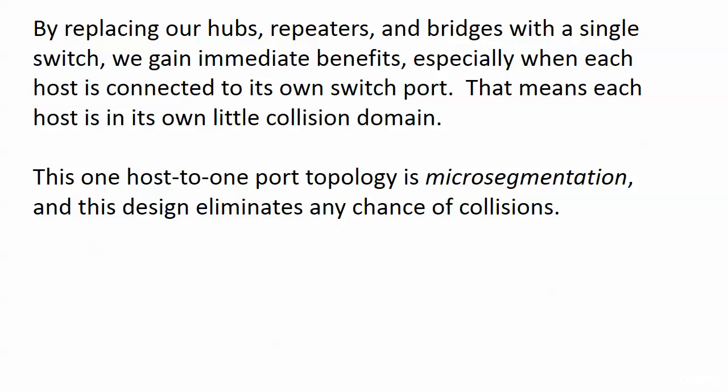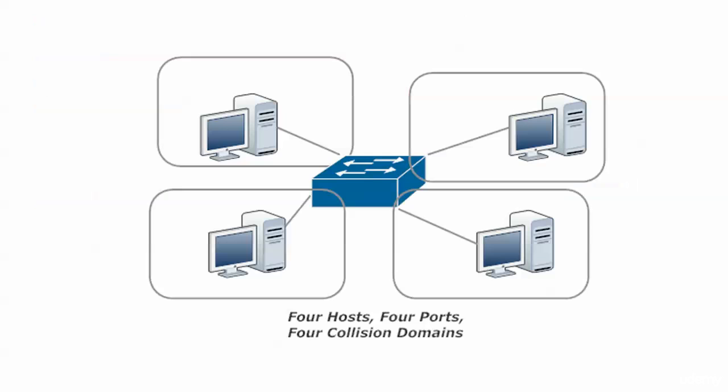Now, this one host to one port topology is microsegmentation. It's not a term you see terribly often, but Cisco throws it around once in a while, so it's a good one to know. And this design eliminates any chance of collisions, and here's exactly what I'm talking about. By the way, this is the universal symbol for a layer 2 switch. So when you see this, it's a switch. You've got 4 arrows, 2 pointing to the left, 2 pointing to the right. You are looking at a switch. And if they show you one of these in a diagram on the exam, you're expected to know what it is by sight and how it behaves. So here we have 4 hosts, 4 ports, and 4 separate collision domains. Sounds like a pretty good deal.